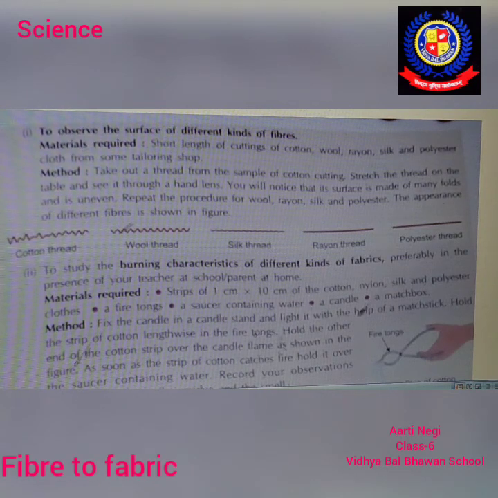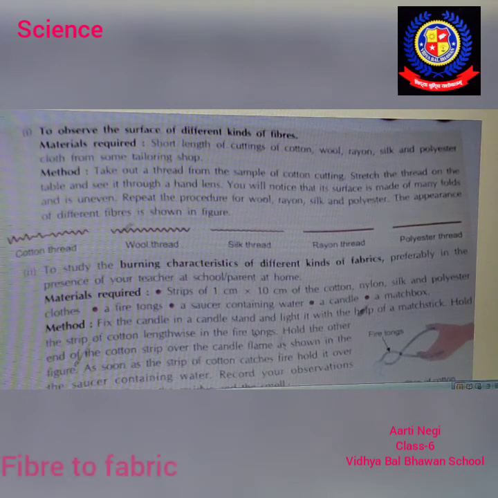The second one is to study the burning characteristics of different kinds of fabric, preferably in the presence of your parents at home. Okay, so you need small pieces of cotton fabric, nylon fabric, silk and polyester. With the help of a fire tongue, a saucer containing water, a candle and a matchstick, we can perform this activity. First of all, fix the candle and light it with the matchstick. Now hold a cotton strip with the help of the fire tongue that you can see here in this image. This is called a fire tongue.